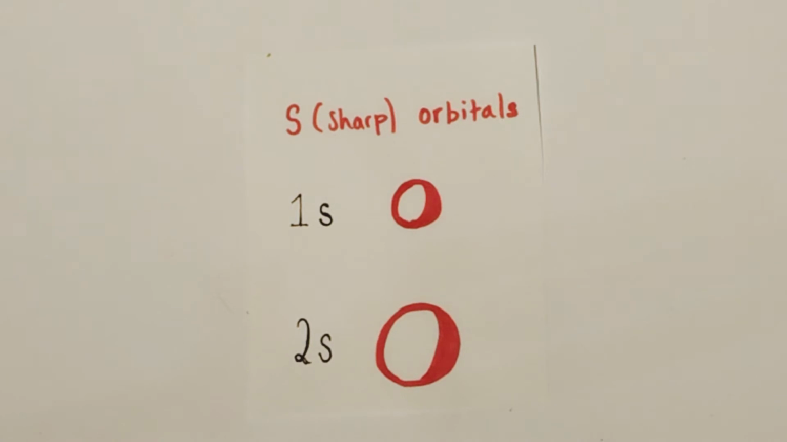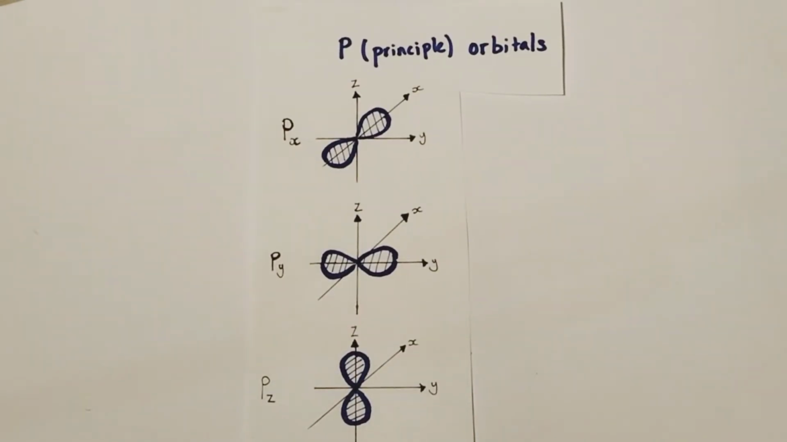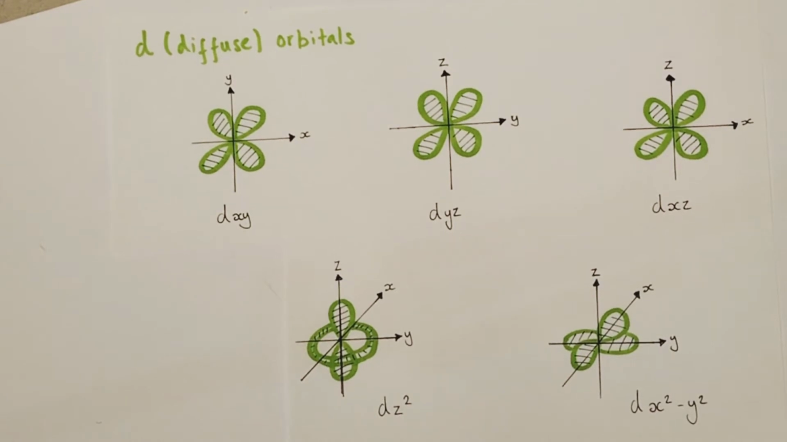Perhaps the simplest shape we come across is that of the S or sharp orbitals. They are simply spherical regions of space where we'll find up to 2 electrons. Next up, we have the P or principal orbitals. These orbitals actually follow the Cartesian axes, the X, Y, and Z axes of three-dimensional space. These orbitals have a more dumbbell-like appearance, and again are regions of space where we are likely to find up to 2 electrons inhabiting. And then we have the D or diffuse orbitals.